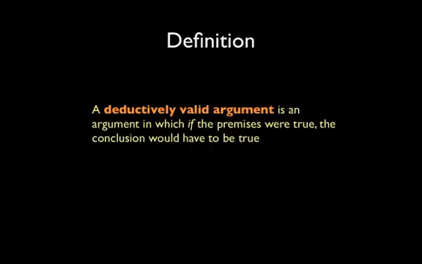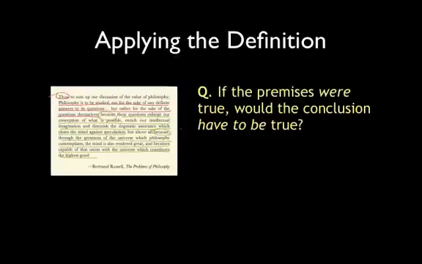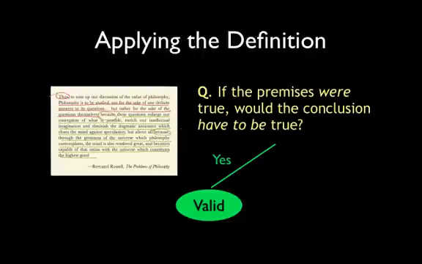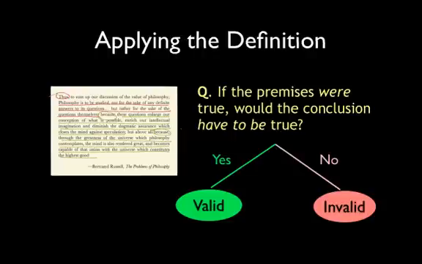to be true. Once we have identified an argument in a philosophical text, we can simply ask ourselves, if the premises were true, would the conclusion have to be true? And if the answer is yes, the argument is valid. Otherwise, we say the argument is invalid.